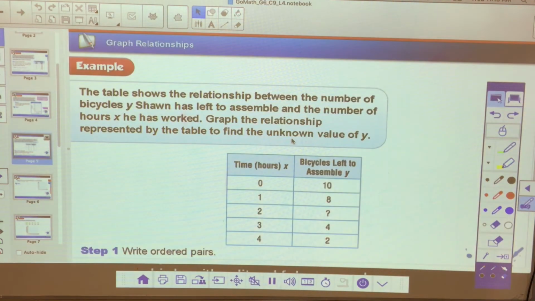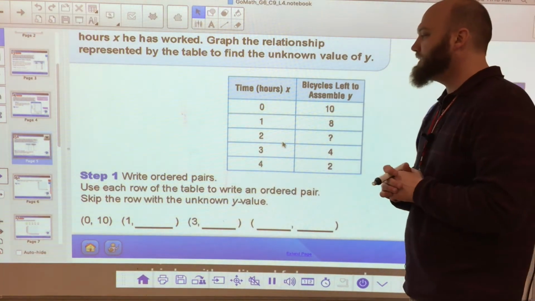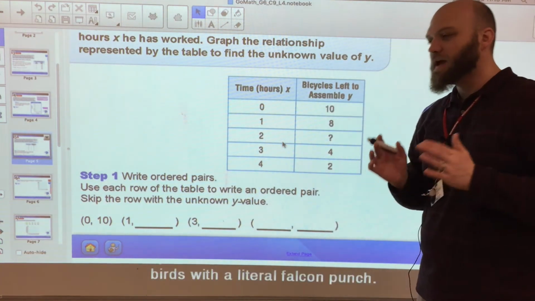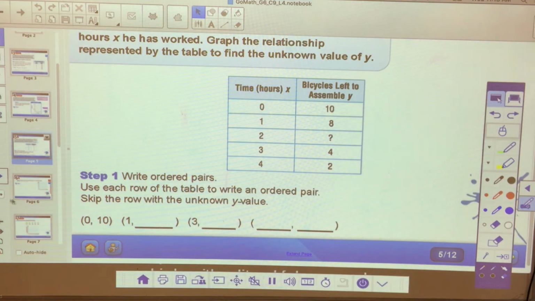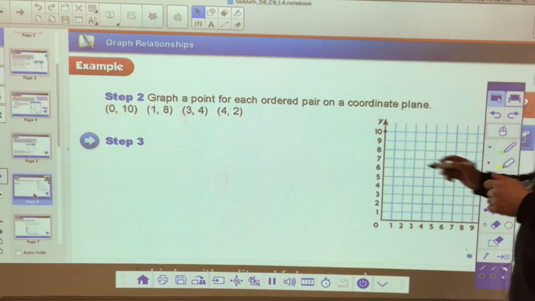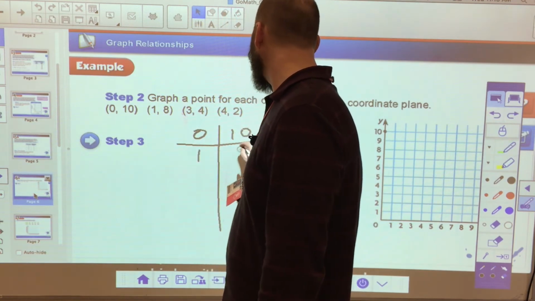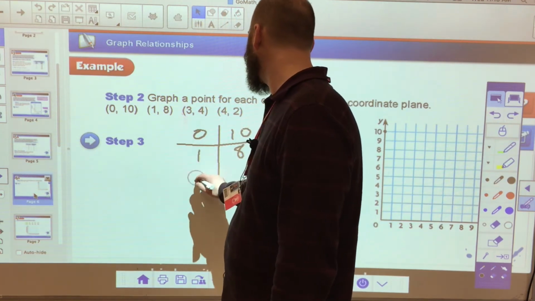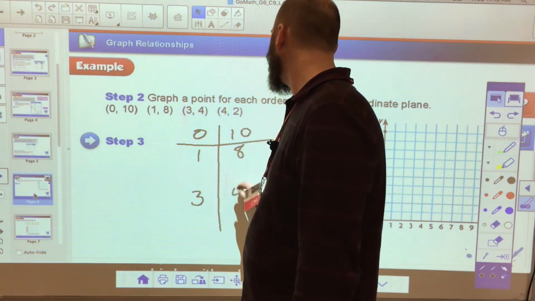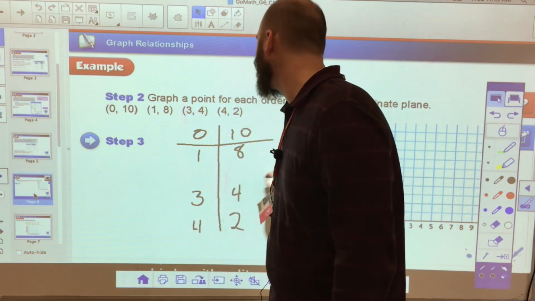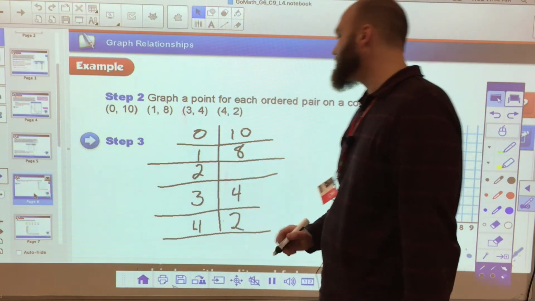Take a look at one more and see what we've got here. Bikes assembling. So I've got a young man who is working, and he is assembling bikes, right? So our bikes left to assemble, it's 0 to 10, and I'm going to put that graph right here. So in and out, 0 to 10, 1 to 8, 3 to 4, 4 to 2, and we're missing a number, and that is 2 right here, so in 2 hours.